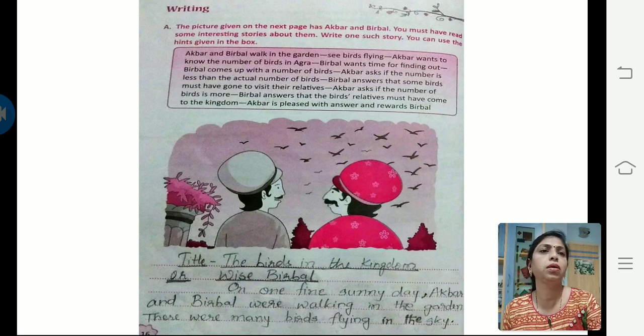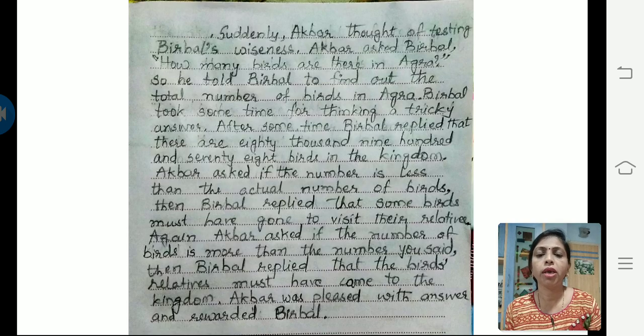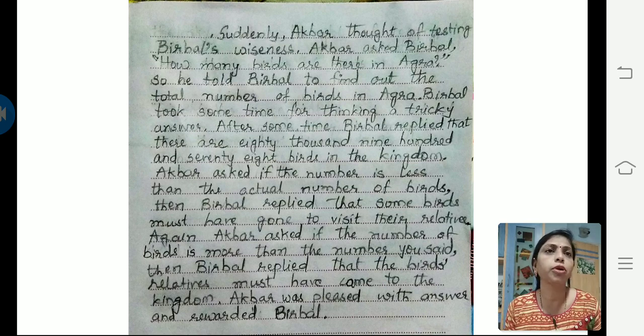Okay, now see the next one. Okay, next line, what was that? Akbar wants to know the number of birds in Agra. So I added, suddenly Akbar thought of testing Birbal's wiseness. So Akbar asked Birbal, how many birds are there in Agra? Here I have added a simple quotation mark sentence, but I have added asked, so that is also past tense. Okay, then so he told Birbal to find out the total number of birds in Agra.